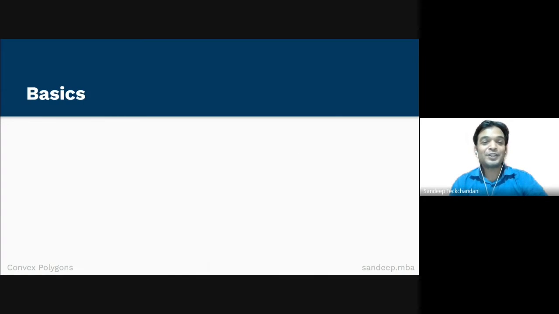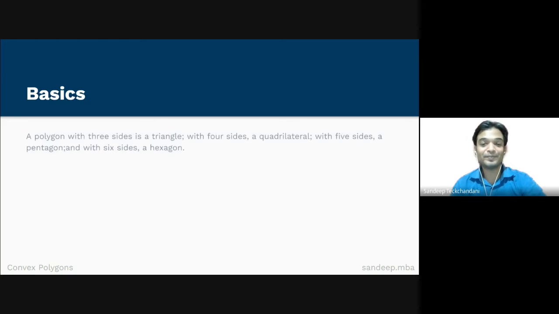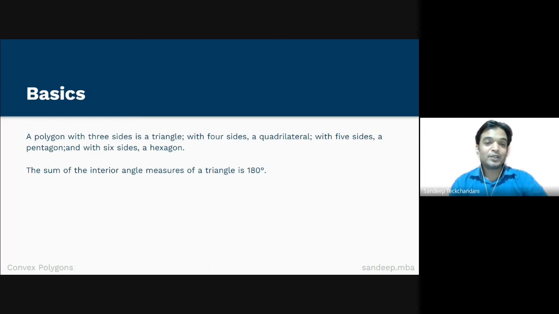A polygon with three sides is a triangle, with four sides a quadrilateral, with five sides a pentagon, and with six sides a hexagon. The sum of the interior angle measures of a triangle is 180 degrees. In general, the sum of the interior angle measures for a polygon with n sides is equal to (n minus 2) times 180 degrees.